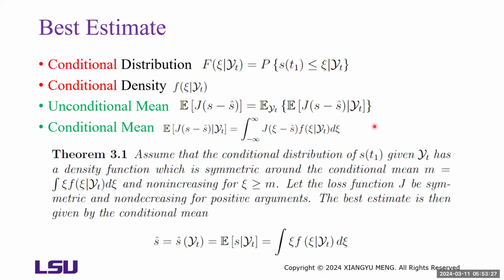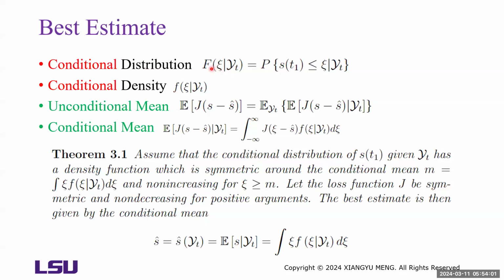Since the only measured variable is Y^T, we need to know the conditional distribution of S_{T1} conditioned on Y^T. All relevant statistical information which the observation Y^T can provide about the random variable S_{T1} is contained in the conditional distribution.